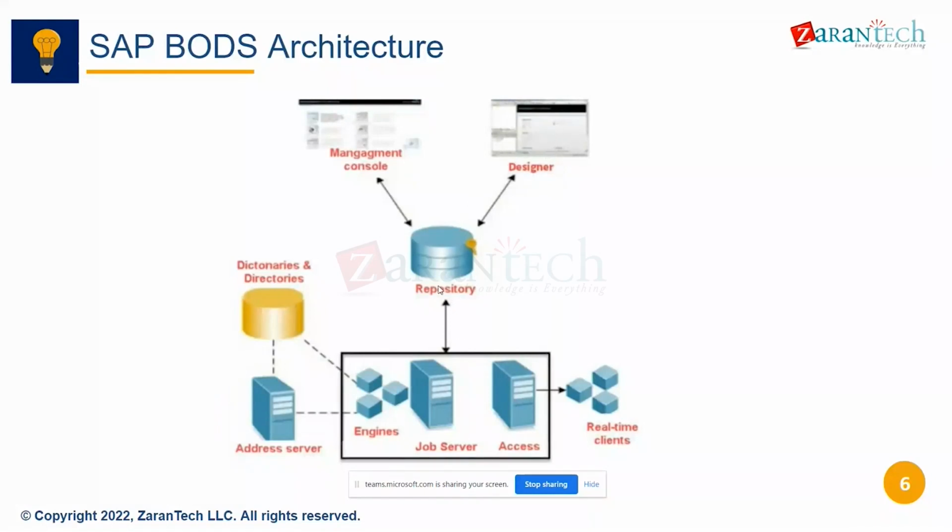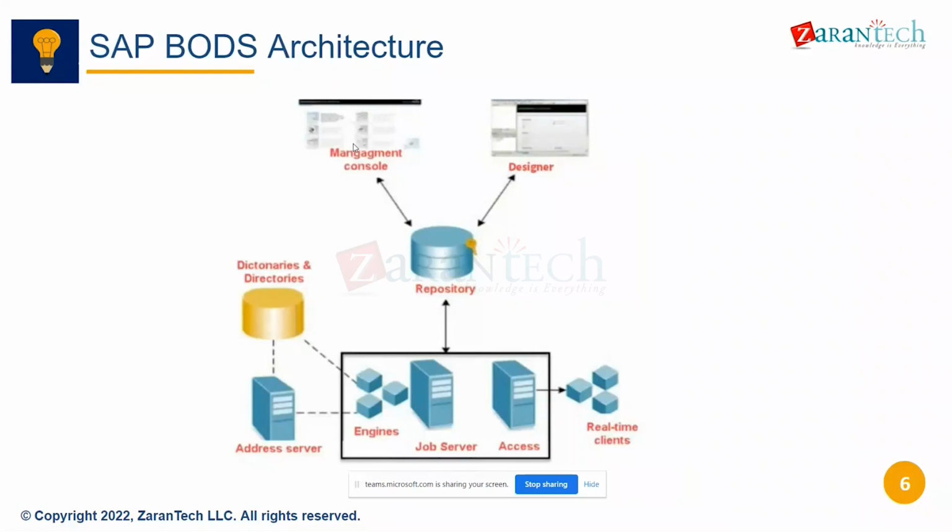From designer to repository, repository to job server, this job server will communicate to the engines. The engine will start processing and send a signal back to the job server, and then it will pass to the repository. From this repository, it will send the signal to both the designer and the management console.